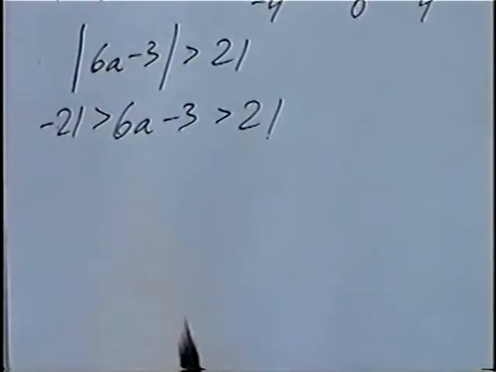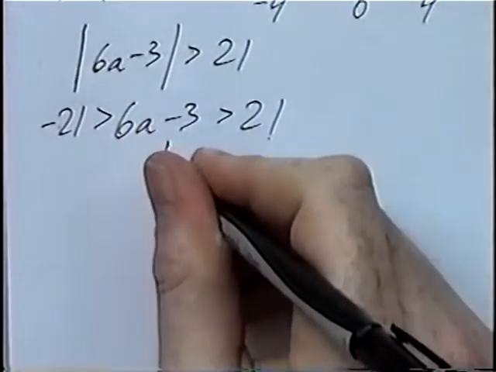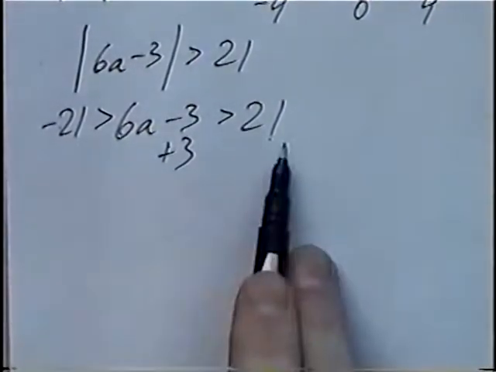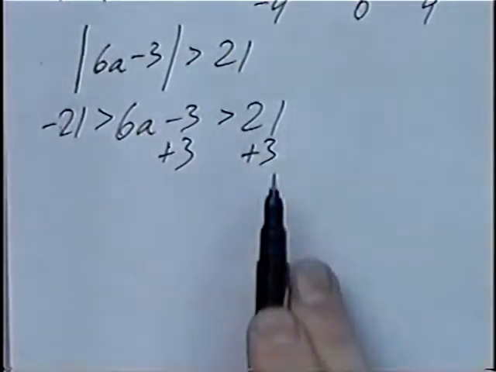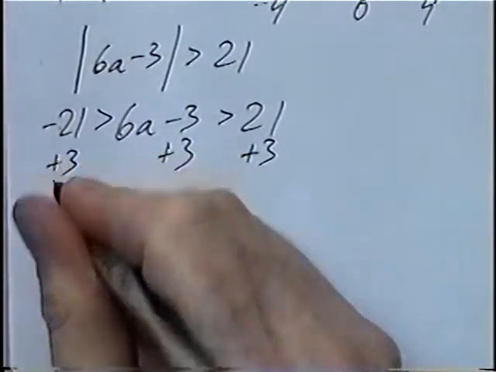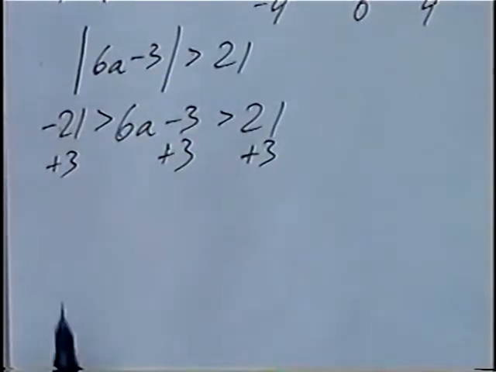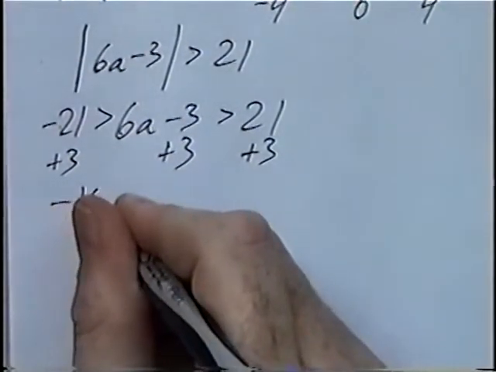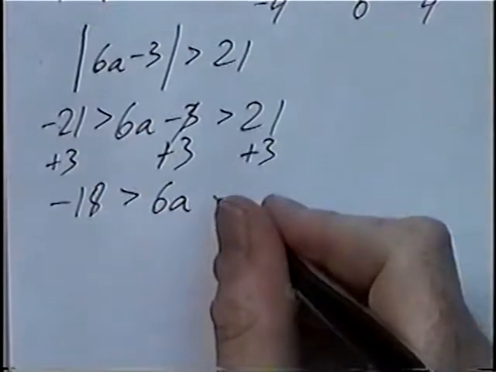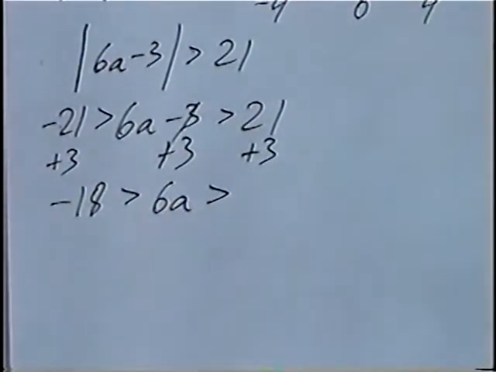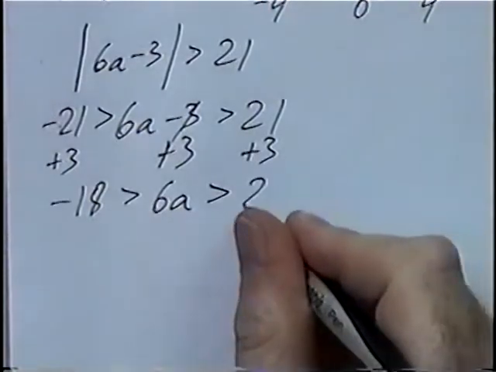This inequality we have to solve. We have to isolate a by itself, 6a minus 3. We can get rid of the minus 3 by adding 3. When you have a compound inequality like this, we'll add 3 to the middle section, we'll add 3 to the right-hand section, and we'll also add 3 to the left-hand section. Negative 21 plus 3 would be negative 18. The inequality stays the same when we add numbers to each side. 6a would stay the same. Negative 3 and plus 3 would cancel. Greater than, inequality stays the same. And 21 plus 3 would be 24.